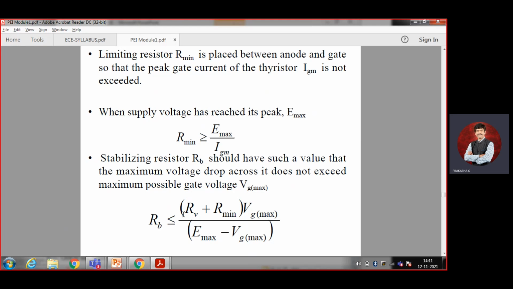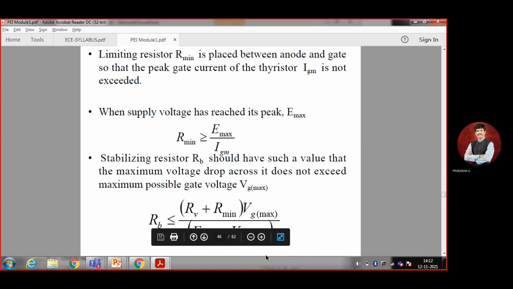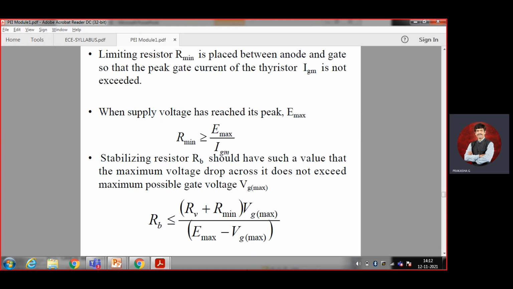When supply voltage has reached its peak, E max divided by IG minimum is R minimum. Stabilizing resistor RB should have such a value that the maximum voltage drop across it does not exceed the maximum possible gate voltage, that is VG maximum. So RB should be less than or equal to your variable resistance plus minimum resistance, multiplied by your VG maximum divided by your E max minus VG max.